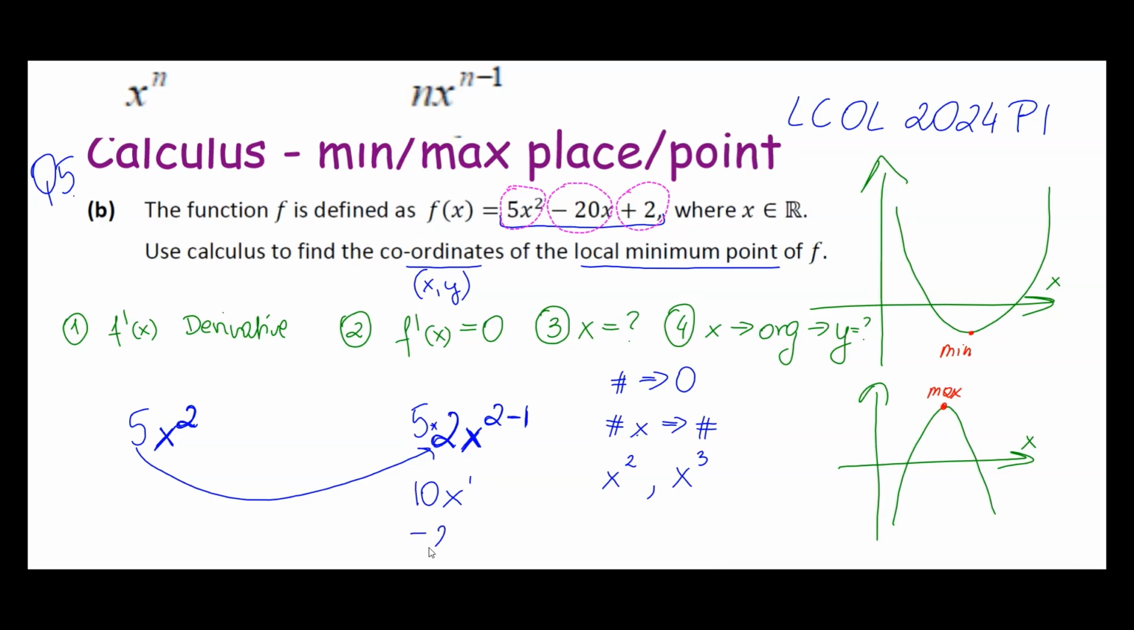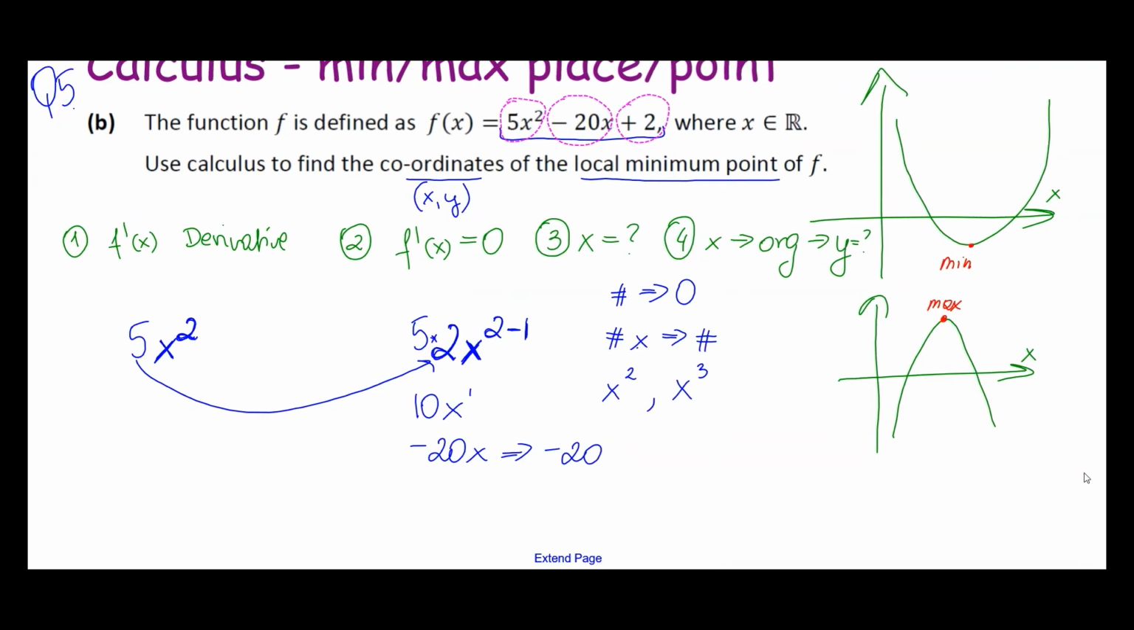Derivative of minus 20x, like we said, if we have x with no power, the derivative of that is just the number that stands beside it, which is minus 20, and then the 2 goes to 0. So let's put our derivative together. Our f prime x will equal 10x minus 20. Okay, so we've created the derivative.